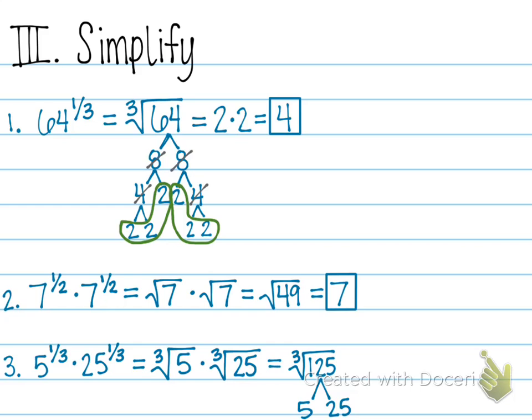So I know two of our factors are 5 and 25, sorry. And then factoring 25 into 5 and 5. Again, our index is a 3, so we're looking for a group of 3. We have one group of 3, so our answer would be a 5.